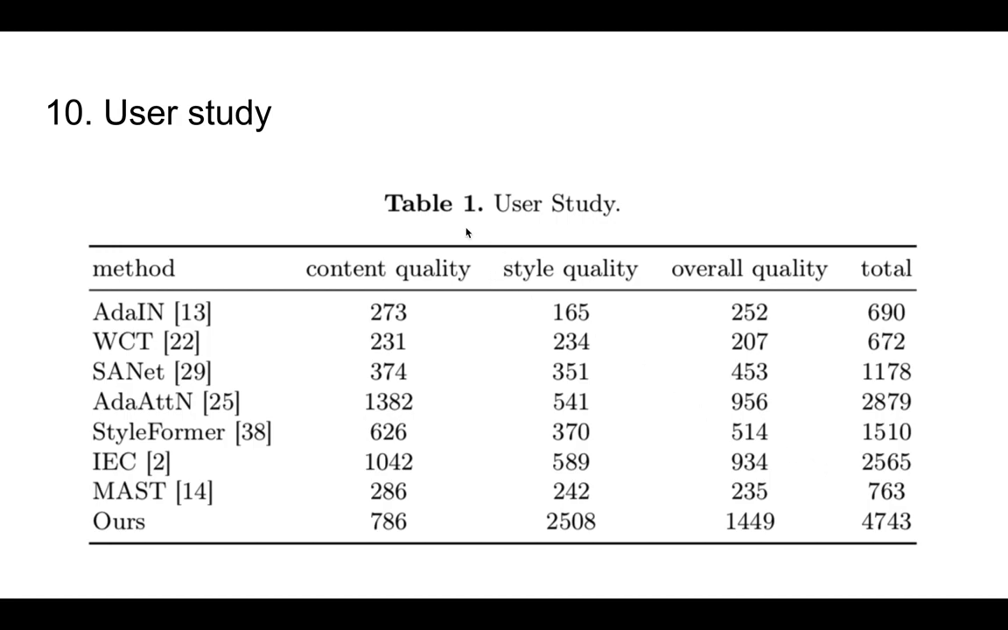And here are the user study results. So we collect votes from users to find the characteristics of our method. You can find that our method has significantly higher style quality, and it also has higher overall quality. It receives more votes.